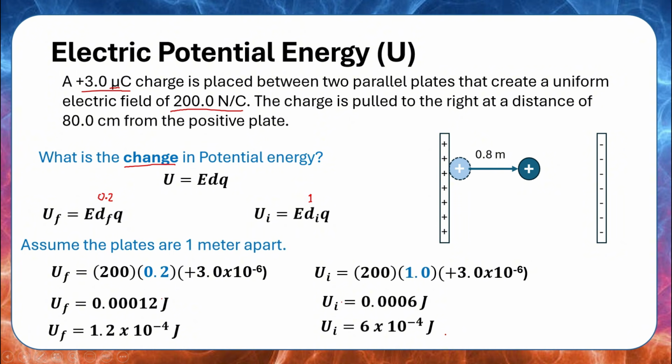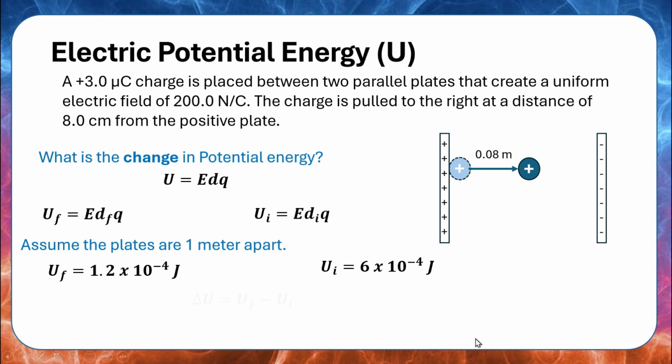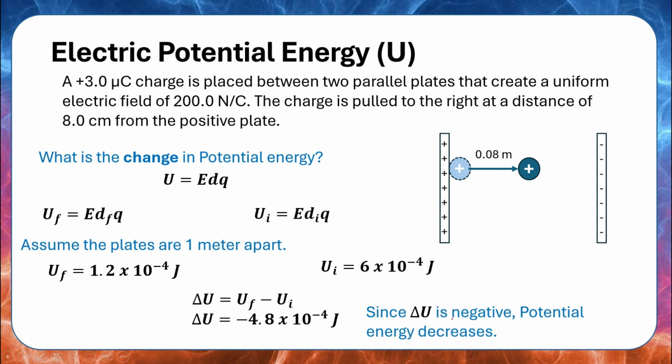And remember, you need to subtract them, the final minus the initial, and you'll have the answer of the change, negative 4.8 times 10 to the negative 4 joules. And since the change is negative, potential energy decreases. Okay, so always keep that in mind. That is also one of the things that you need to remember.